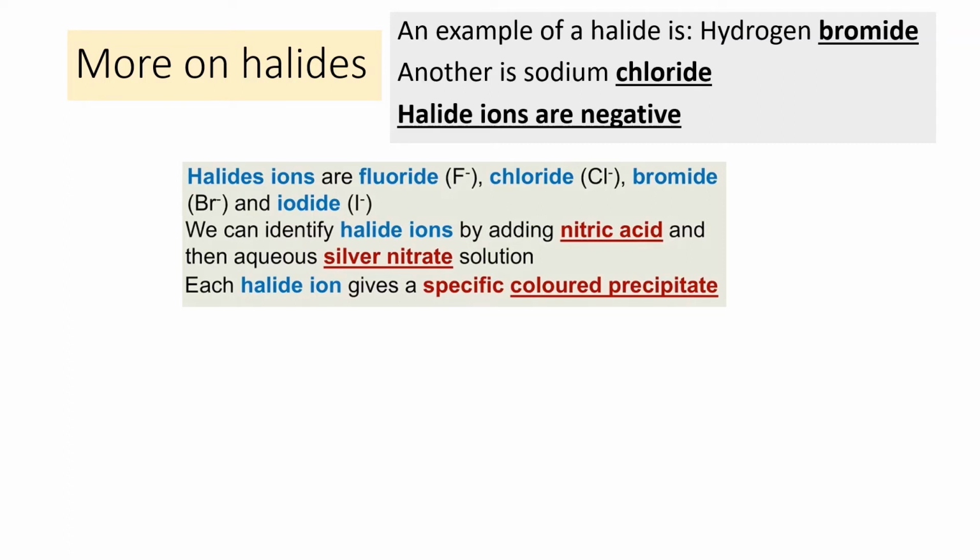So halide ions are fluoride, F-, chloride, Cl-, bromide, Br-, and iodide, I-. We can identify halide ions by adding nitric acid and an aqueous silver nitrate solution. Each halide ion gives a specific colored precipitate.